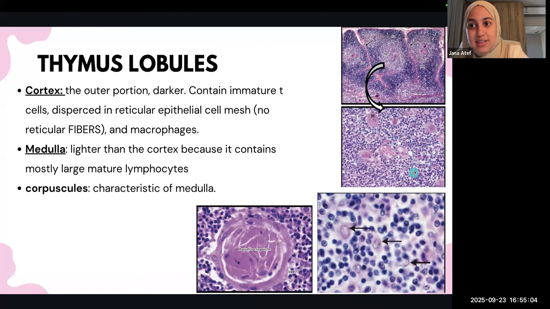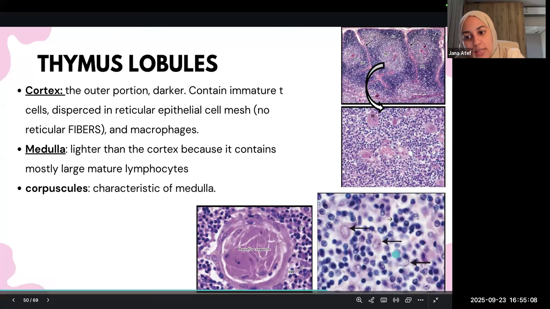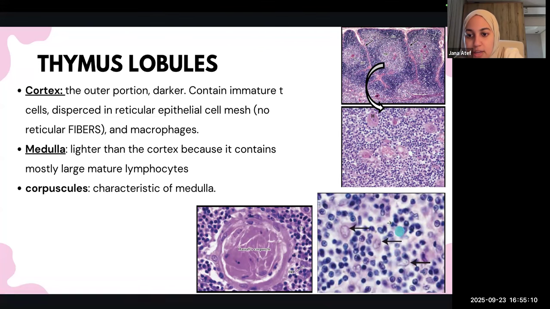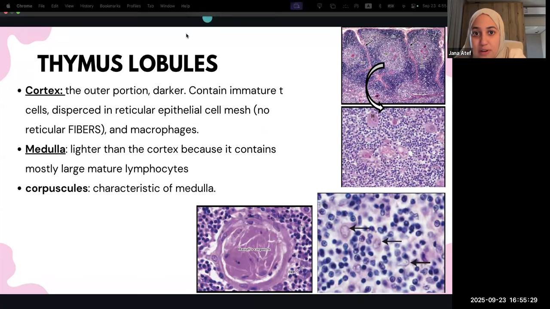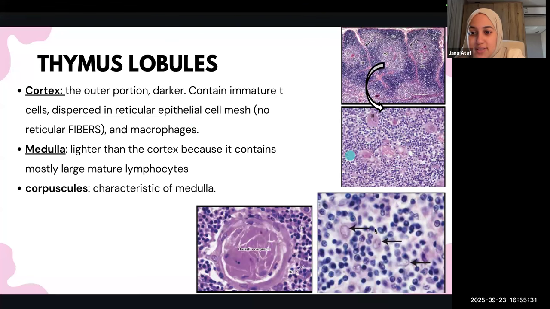So this section is a medullary section, okay? This one is probably not because I don't see any corpuscles. It's so basophilic, it's most likely the cortex, okay? So this is how you can differentiate. And again, like we said, it has a reticular epithelial mesh, thymus epithelium. Reticular means no fibers. You did not hear me say fibers at all. So no fibers, it's cells, reticular cells.